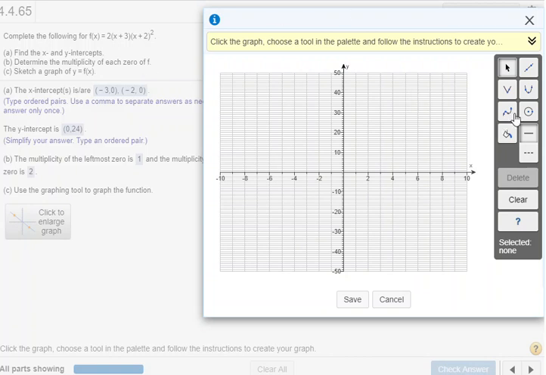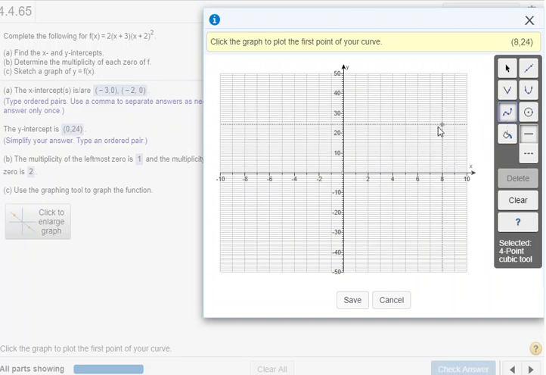So I'm going to choose this tool, and I'm going to come over here and do the x-intercept. So that's -3, 0. And before I go further, look at the yellow line. If you're not exactly on the right point, you're going to see it up there in the yellow line to the right, because it tells you the point. Then we're going to go over to -2, 0, click.